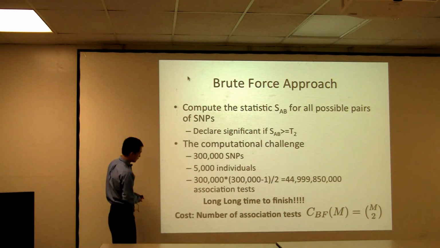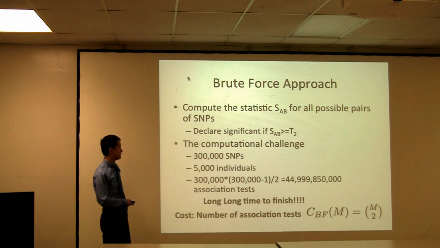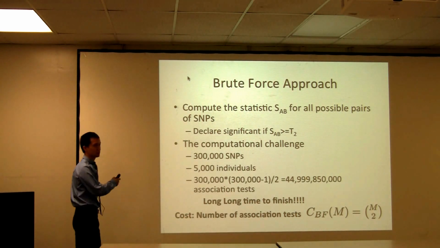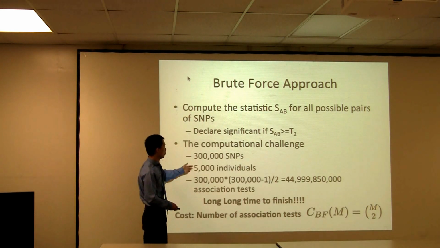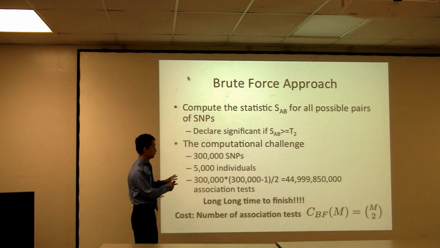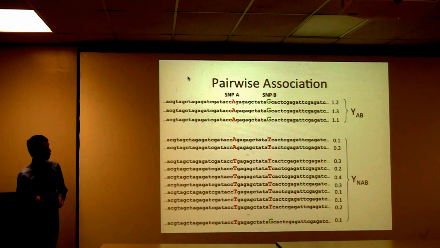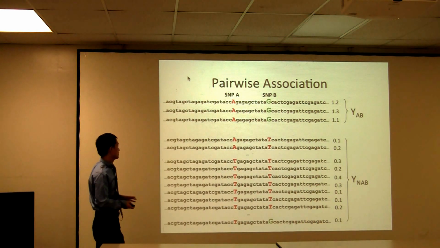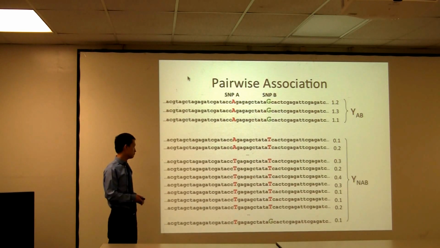Here we define a concept called the cost of our approach, and the cost is defined as the number of association tests we have to conduct. So for the brute force approach, the cost will be M choose 2, where M is the number of SNPs, because we have to consider every possible pair. So could we find a method to do this pairwise association test much faster?